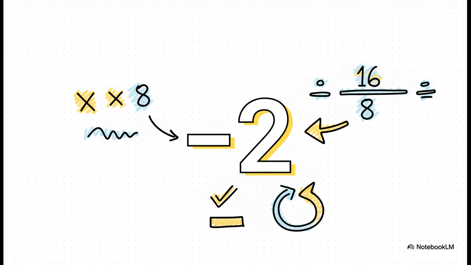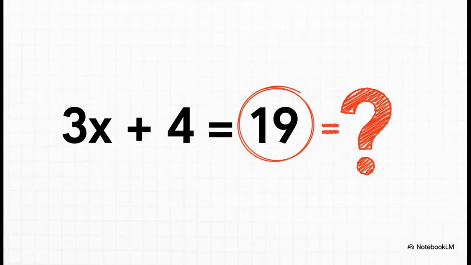Now we're on the home stretch. We just have 8x equals negative 16. To get rid of that times 8, we do the opposite. We divide by 8. Negative 16 divided by 8 is negative 2. And there we have it, x equals negative 2. See? Two simple steps. That's all it took. All right, let's do one more just to make sure this really sticks.